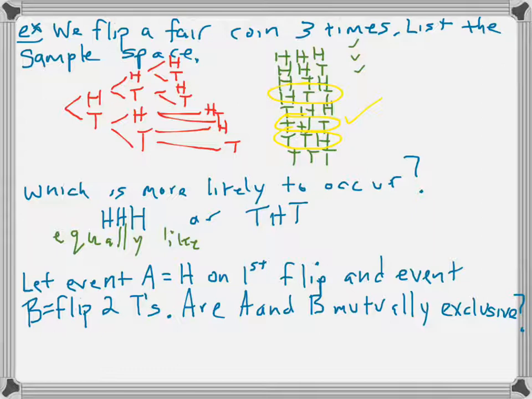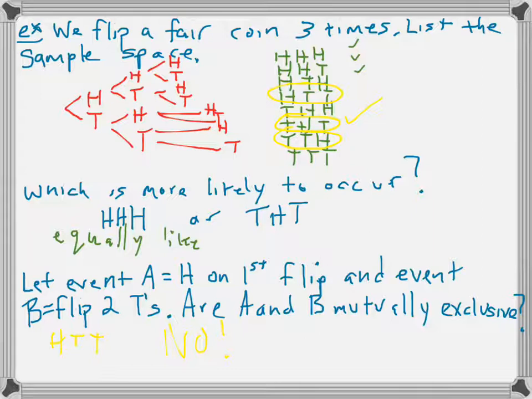Are these two events, getting a heads on the first flip and flipping two tails total out of 3 times, mutually exclusive? Can they occur at the same time? Can I get a heads on the first flip and eventually flip two tails? Yeah, I can, specifically if I get heads, tails, tails. So can these two events occur at the same time? Yeah. So are they mutually exclusive? No, they are not mutually exclusive.